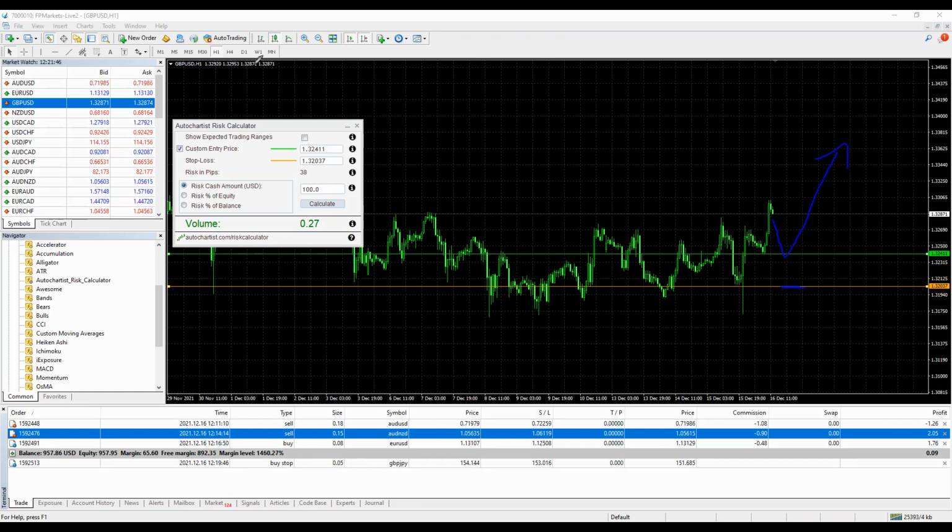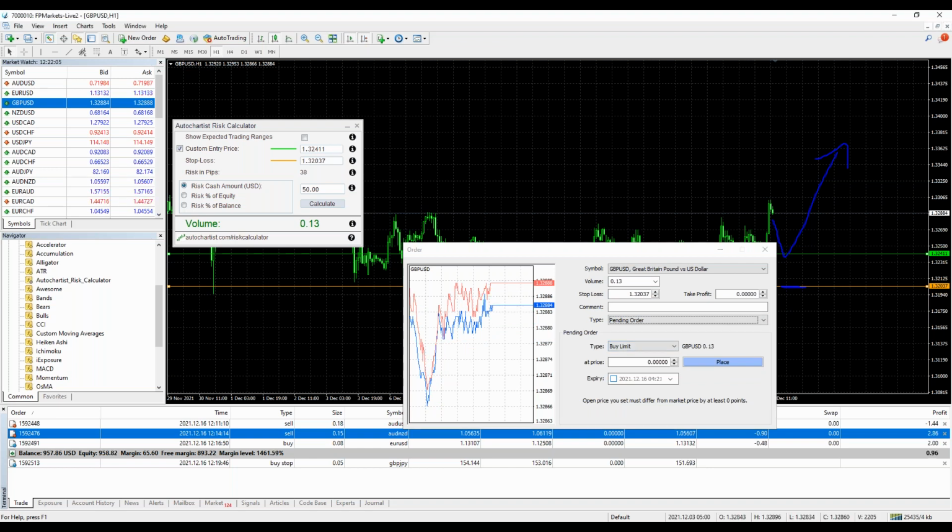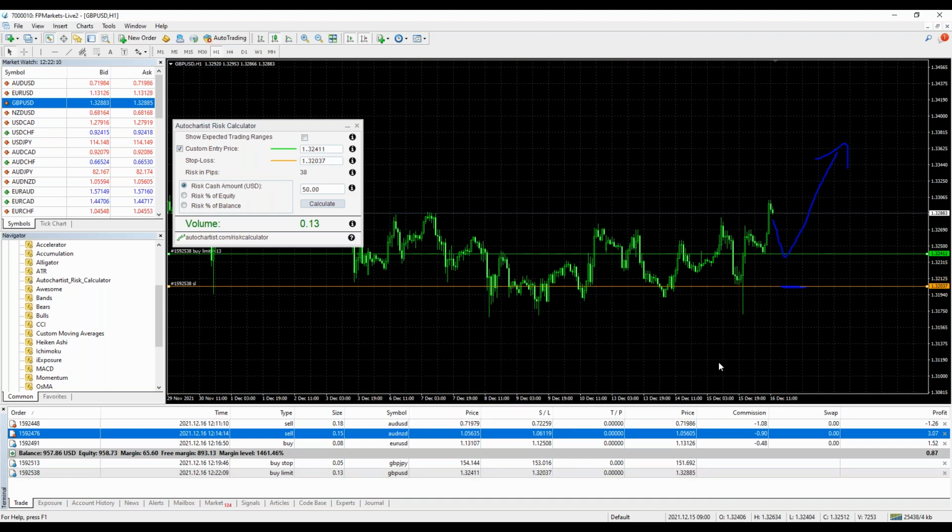Okay, so let's see what that looks like from the actual trade. I'll set my risk in pips to 50. That means I will set my volume to be 0.13. I'll set my stop loss at the orange line. I'd set a pending order, a buy limit, at what price? At 1.324. And I'm going to place my trade. Okay, and now I'm in the market the way I wanted to. In this situation, I've risked 38 pips, and I've only risked $50 because I've set my volume to be 0.13.